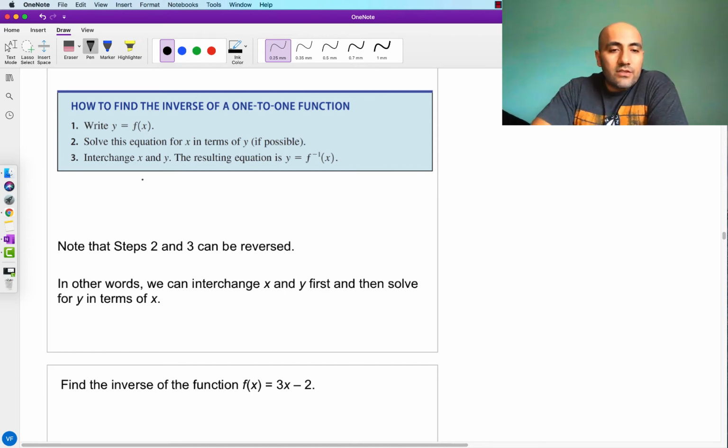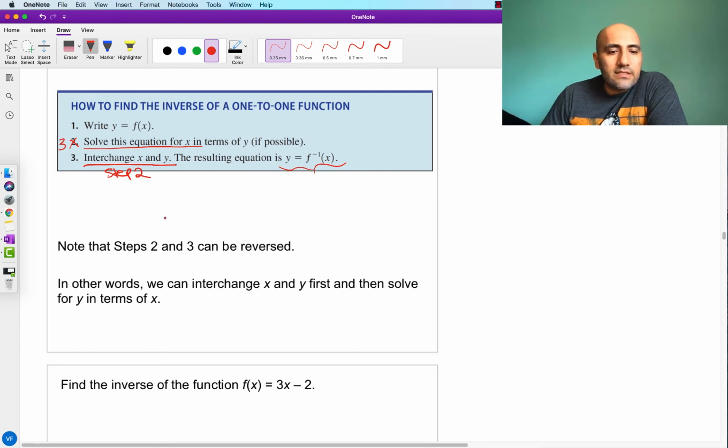So what I like to do is this step first and then this step second. So me personally, I like to do this as step number 2, and then this as step number 3 myself. And then this is the final part. The resulting equation is this.